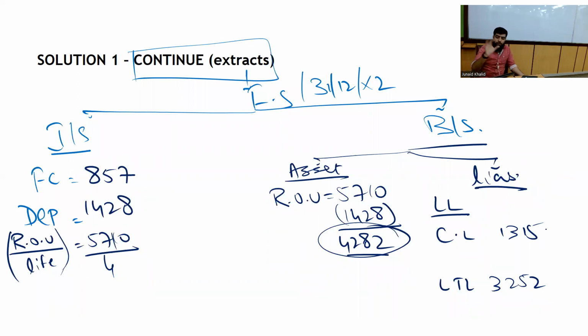So the maximum requirements that the examiner can test in your paper: first, what would be the finance cost to be charged? Number two, what would be the amount of depreciation recognized? Number three, what would be the value of the right of use asset at the end of 2002? What would be the amount of current liability and what would be the amount of long-term liability? Maximum these 5 requirements are tested in this standard. Remember, that was the financial extract of 2002.